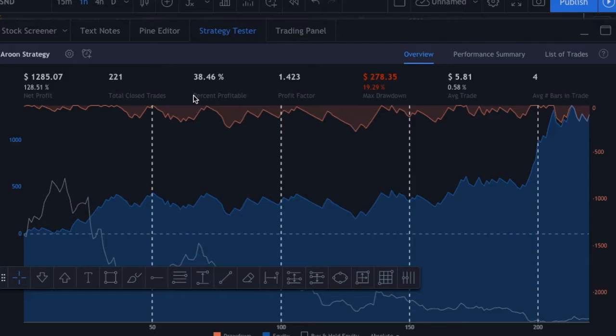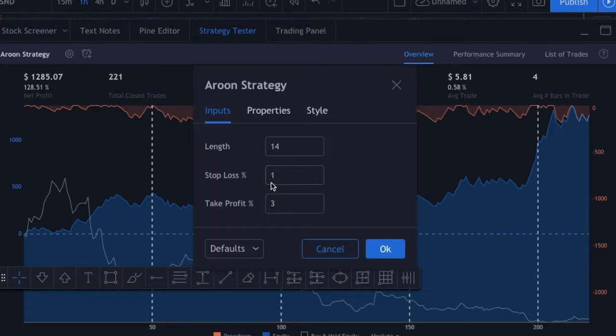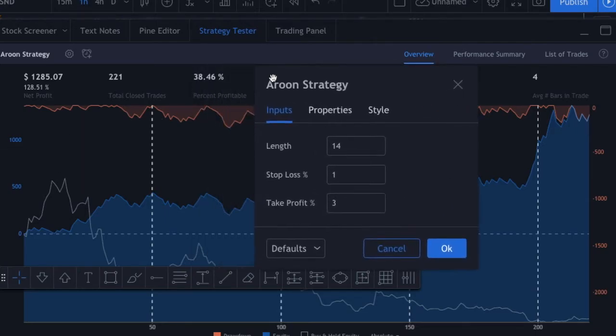Now let's look over here at our percentage profitable. This is basically our win rate. We were profitable on a trade 38.46% of the time. Remember our stop loss is 1 and our take profit is 3. So in order for us to break even, our win rate would have to be 33%, plus the fees, of course. We would want to be just a little bit over 33% to break even. Here we're at 38.46%, so that means this is a pretty good strategy. It's been proven to work over 221 trades.